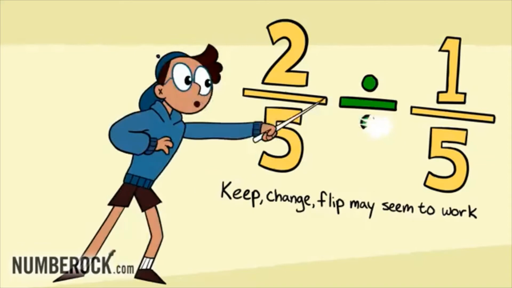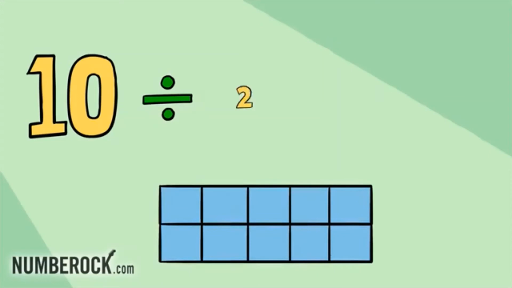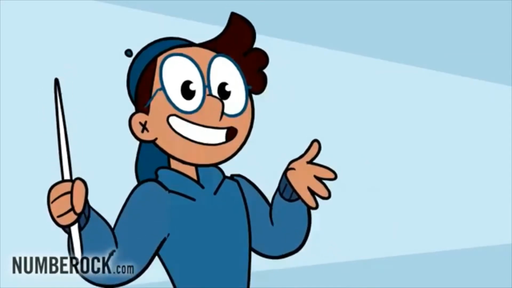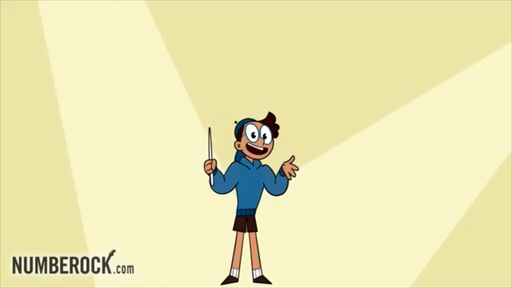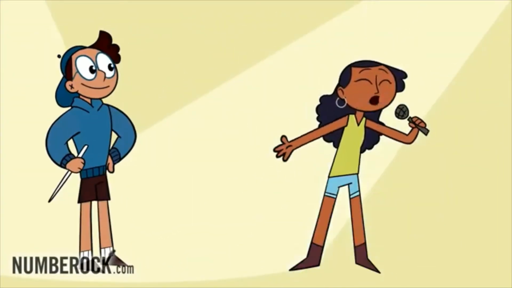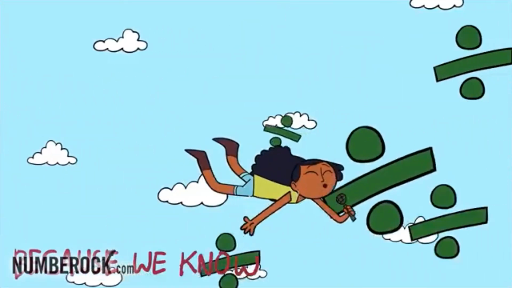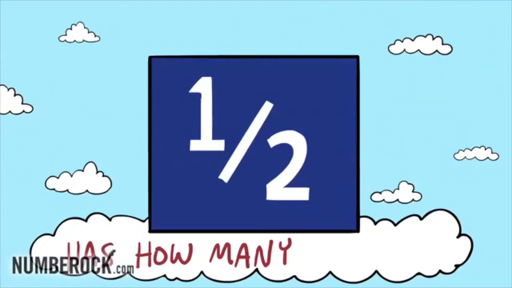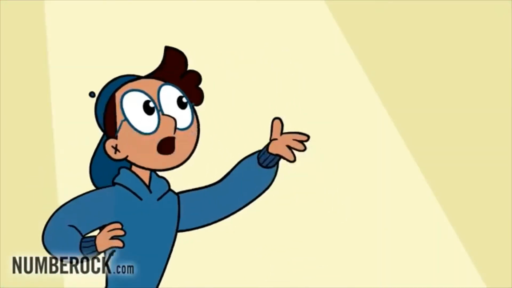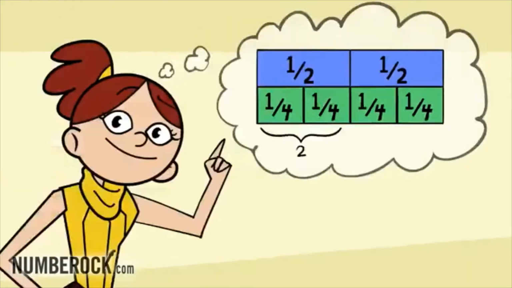Keep, change, flip may seem to work magically, but it can be explained mathematically. With the number 10, we can divide by 2, and that will leave 5 in each group. Or we can find that 5 through a different path by multiplying 10 by 2 flipped to 1/2. It's the trick that never fails called keep, change, flip. It's real magic, so use this tip. We understand with these problems we love, because we know division means has how many groups of. Let's explore that thought. How many groups of fourths does 1/2 got? 2/4 fit into 1/2 perfectly, and we found the quotient mentally.